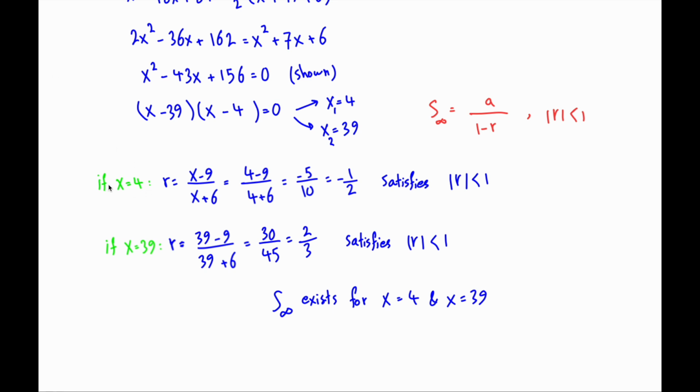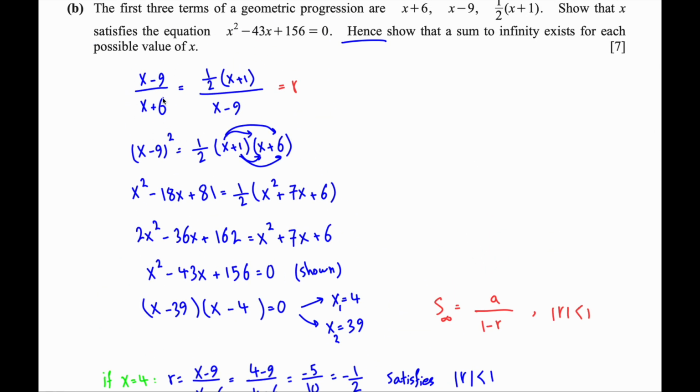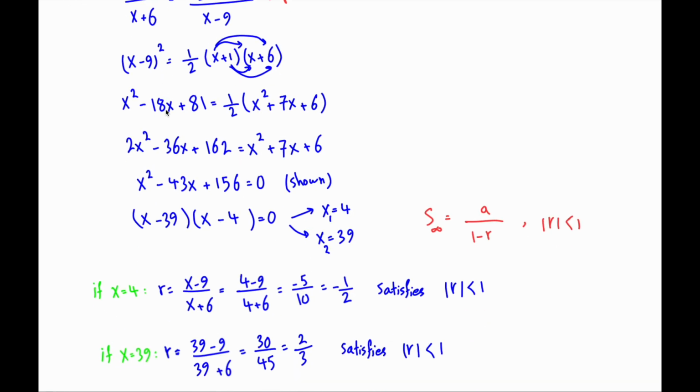So for each of these x's that I found up here, I'm going to find the value of the common ratio and see whether they satisfy this condition here. If x is 4, again from up here, if you look at the first fraction, x minus 9 over x plus 6, that's going to be nothing but my r.